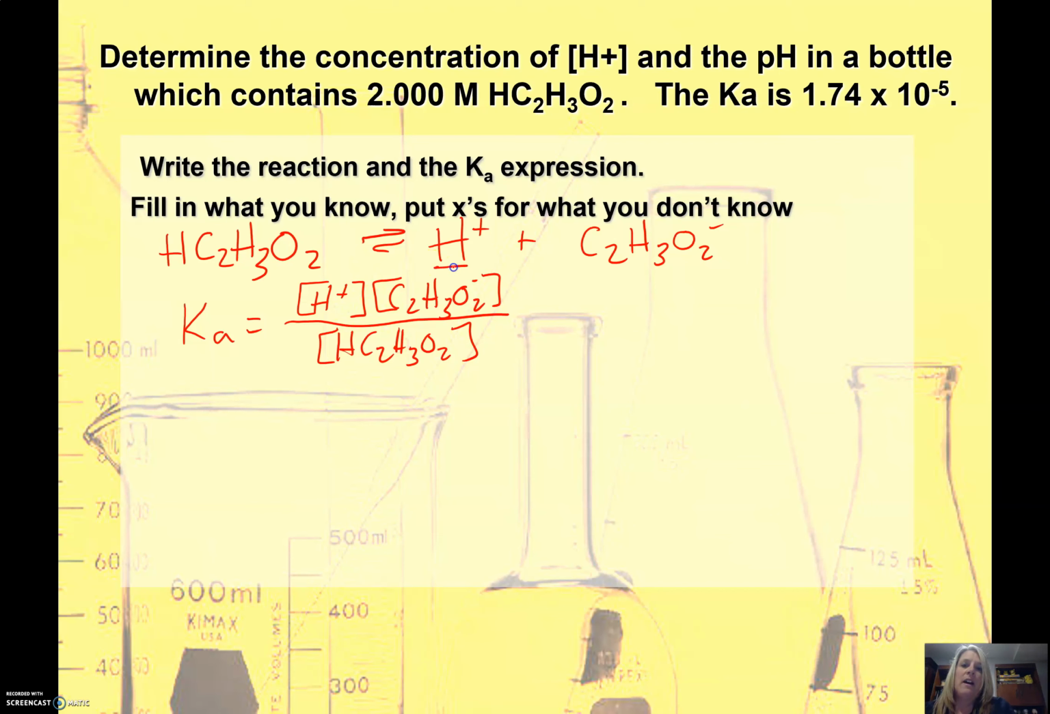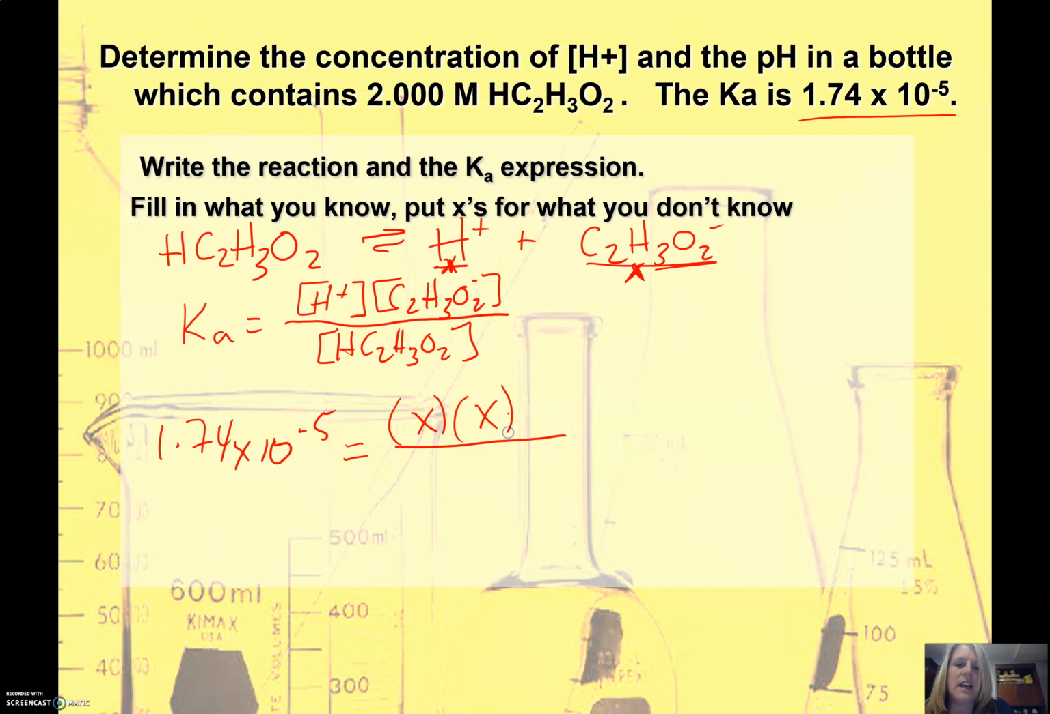Now, if you look, when this breaks apart, we have one H and we have one acetate. So that means they actually have the same concentration. So we're just going to call both of these X's. So when I write this, I'm going to put in for my Ka the 1.74 times 10 to the negative fifth. That's equal to, since I am trying to find H, we're going to call that an X. We're also going to call the acetate ion an X because we don't know what that is, but it's going to be the same as our hydrogen ion concentration because it's just one of each. And then on the bottom, we put the 2.